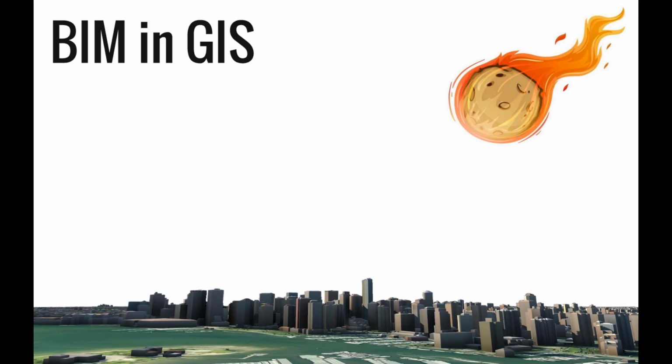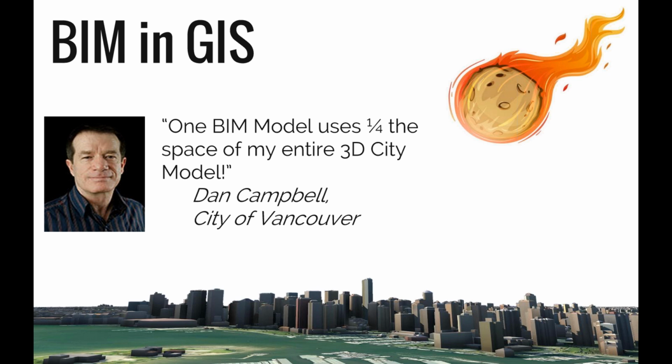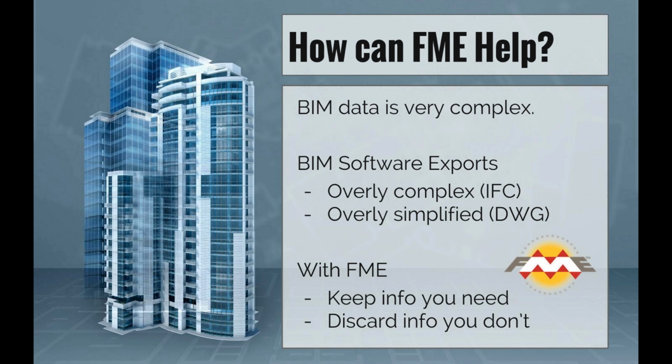And as my friend Dan Campbell has said, when we bring building information models into GIS, it's like the giant asteroid hitting. Dan Campbell is a planner and 3D modeler for the city of Vancouver, and I heard him speak one time. He said that once he brought a rich BIM model into his city model, and just one building took the space of a quarter of the whole rest of the city. So obviously that isn't scalable. If Dan was to bring that entire cityscape in there, he would have trouble. So how do we help?